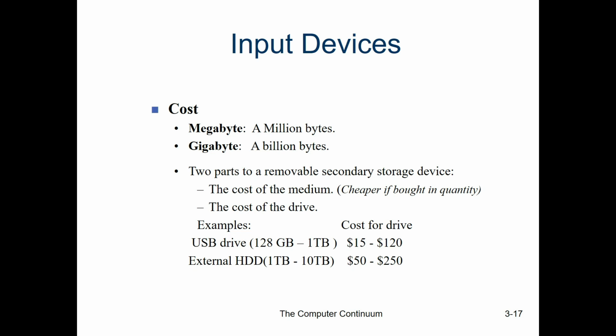Then comes cost. Megabyte, a million bytes; gigabyte, a billion bytes. So these are the units for any storage device: how much would it cost? For removable storage devices, the cost of the medium is cheaper if bought in quantity, then the cost of the drive. The cost of a drive, mostly for a USB drive, is $15 to $100, and an external SSD card is around $50 to $50.